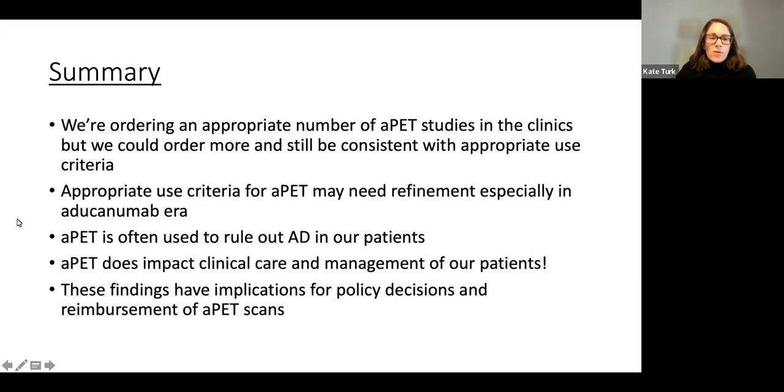So overall, we think we're ordering an appropriate number of amyloid PET studies in the memory disorders clinic. We could be ordering even more and still be consistent with the appropriate use criteria. We think the appropriate use criteria for amyloid PET need refinement, especially in the aducanumab era. We're often using the studies to rule out Alzheimer's disease rather than rule in. And we do think it is impacting clinical care and management of our patients. We think these results have implications for policy decisions and reimbursement of amyloid PET scans beyond the VA environment.